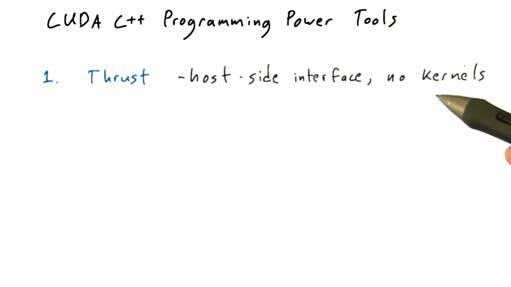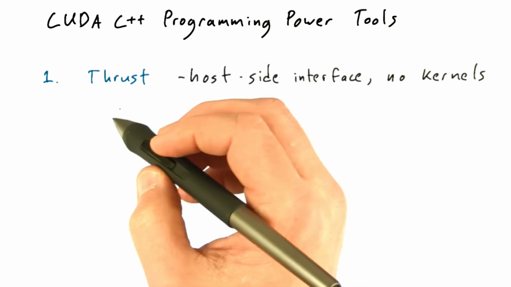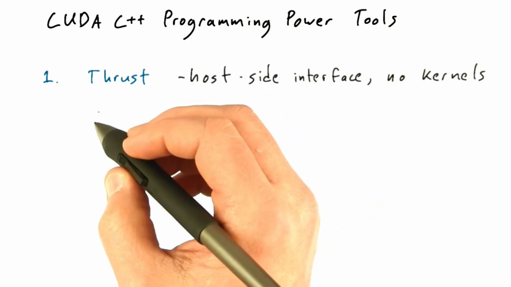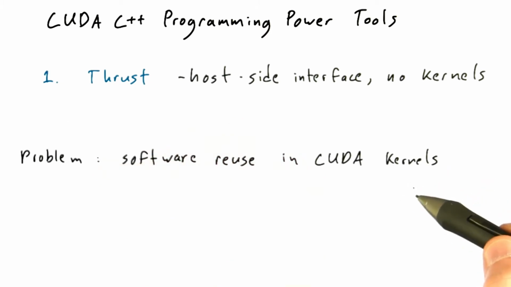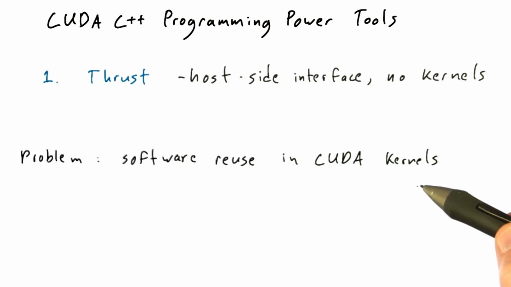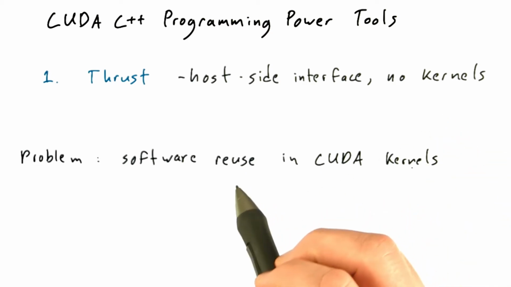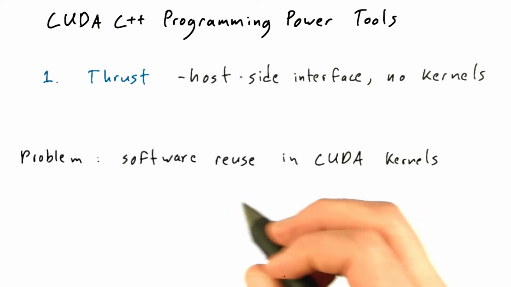So Thrust gives a host-side interface that can replace writing CUDA kernels in many cases. But for those times when you are writing CUDA kernels, you'd still like to achieve software reuse. You'd like to identify the building blocks in your kernel and use somebody else's highly optimized implementation of those building blocks and then stitch them together with any custom code of your own. But software reuse in CUDA kernel code faces some special challenges.